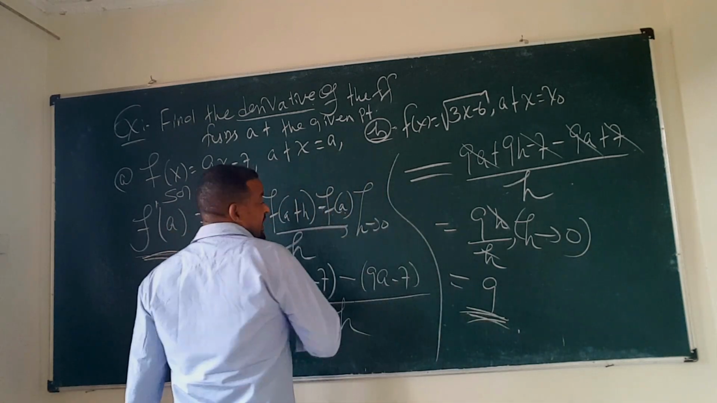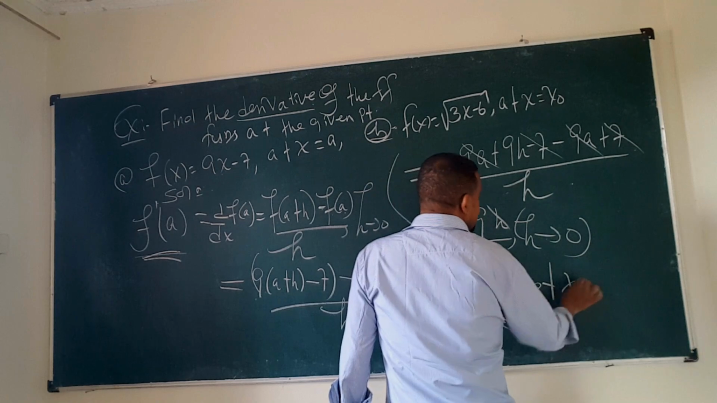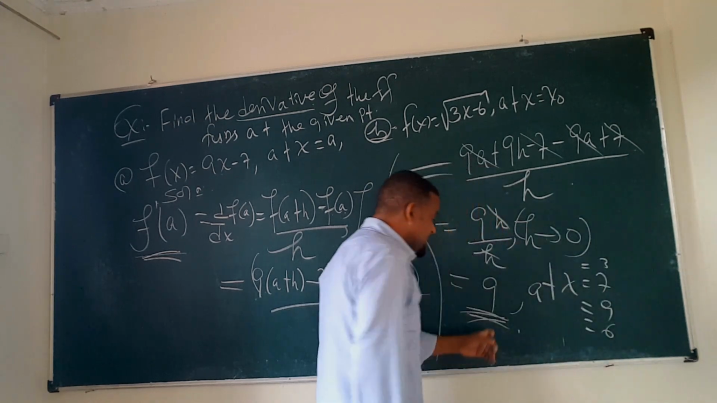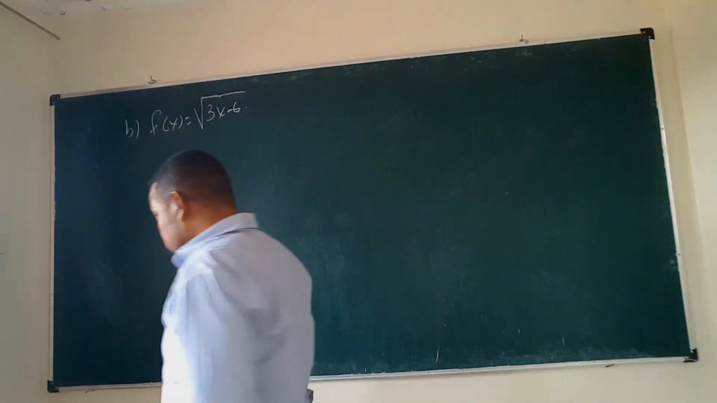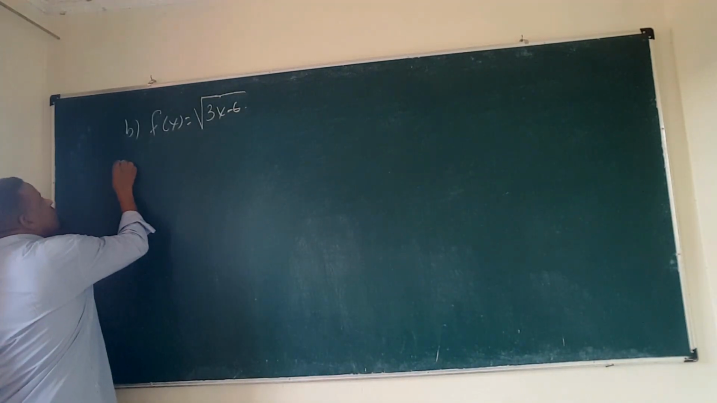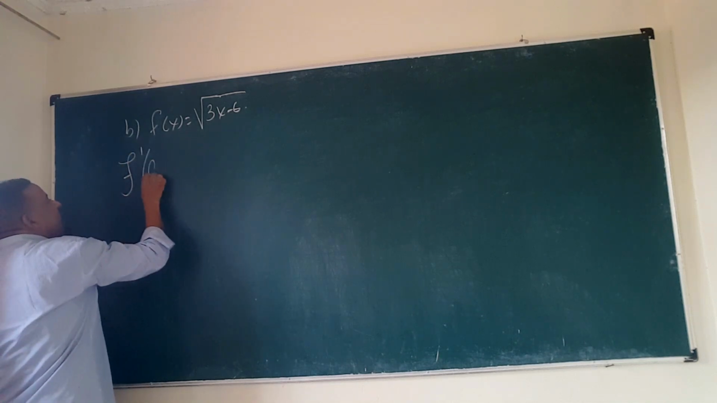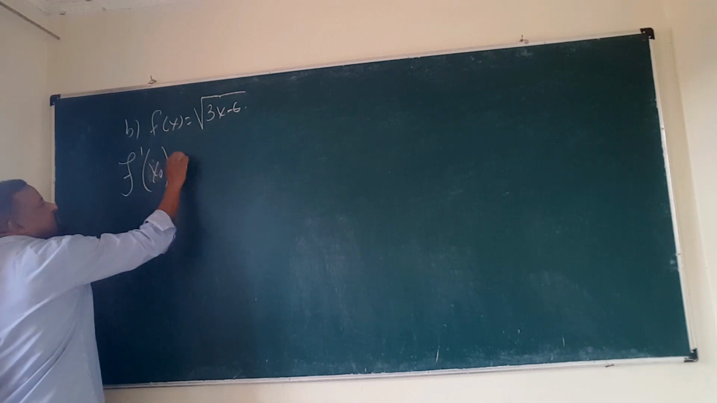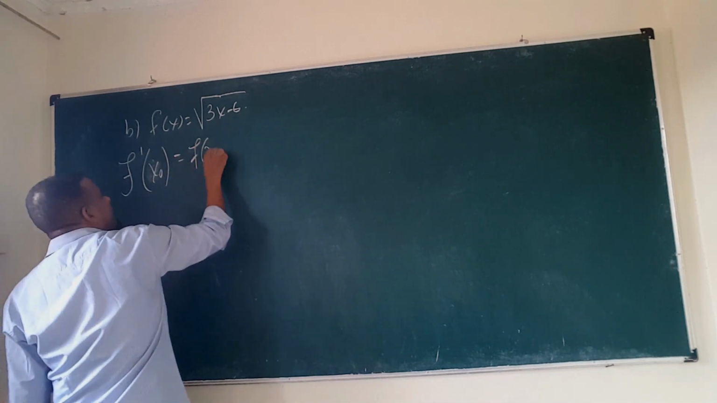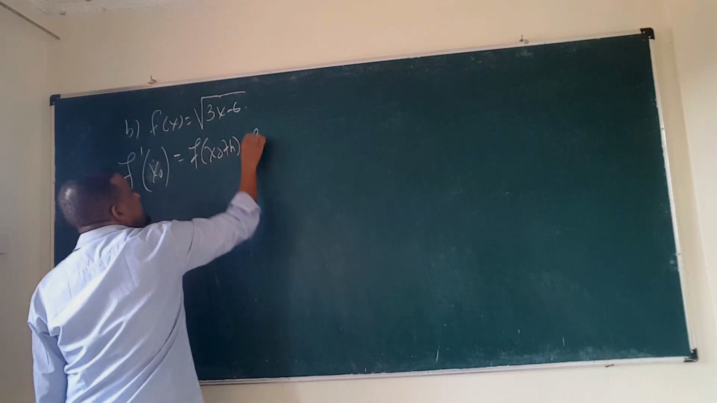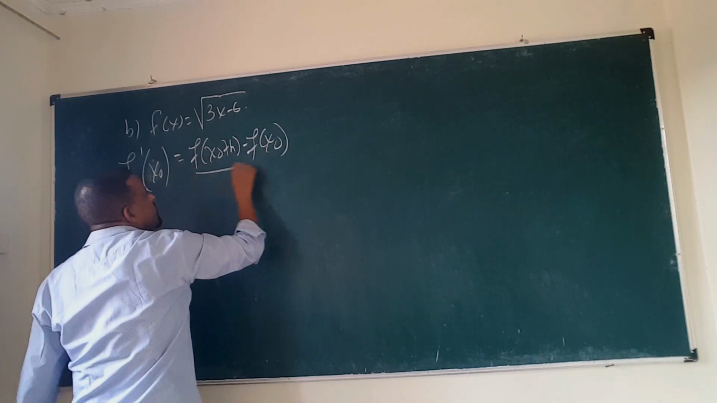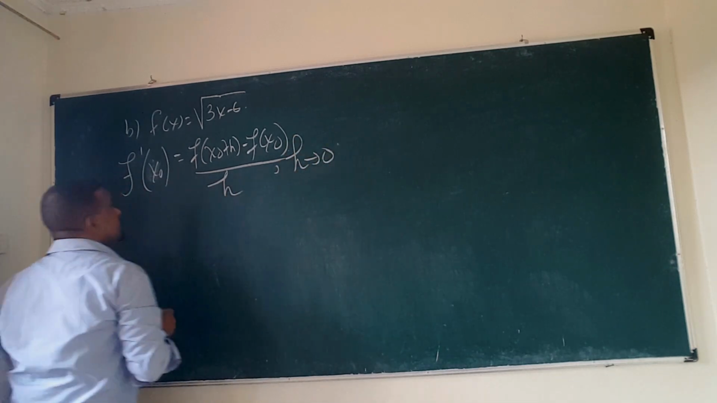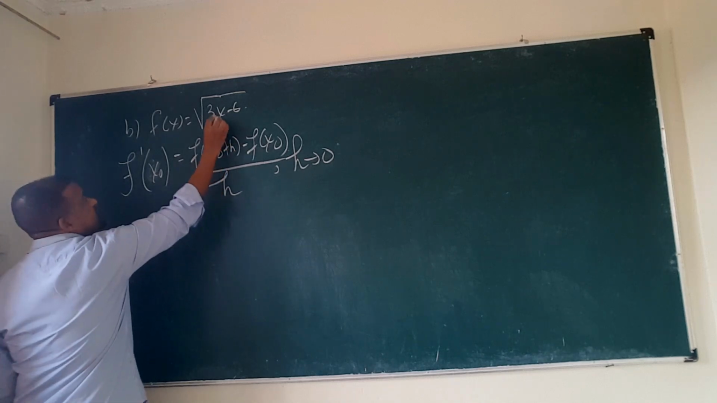So now, at a point a, for example, look at x equal to 7, at x equal to 9, at x equal to 6, at x equal to 3. Whichever you want, the derivative is 9. Let's do the second example. The derivative of this function at a, or at x naught, say at 3, is f of x naught plus h minus f of x naught over h, where this h is approaching 0.